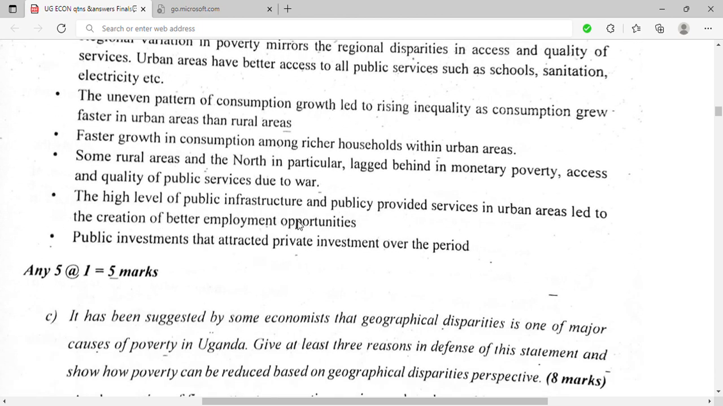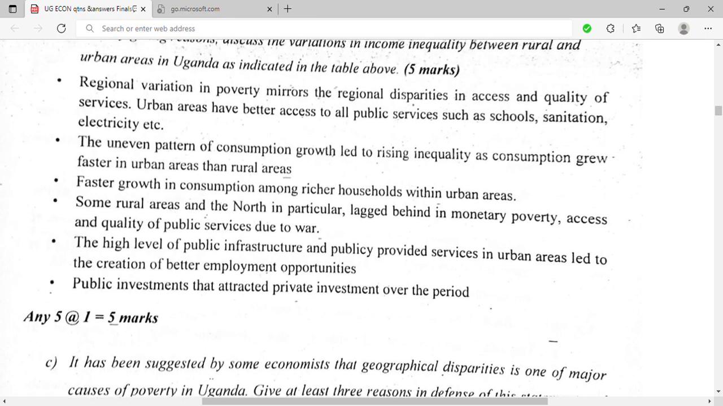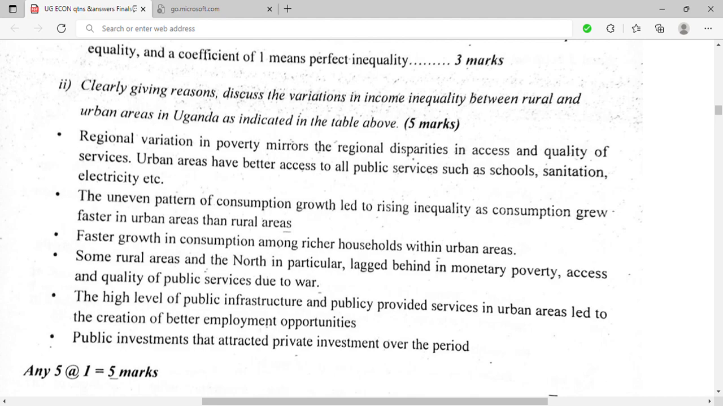Then the high level of public infrastructure and publicly provided services in urban areas is due to the creation of better employment services. In town, there is better infrastructure compared to the infrastructure that is in the villages. So they encourage production of goods and services, which in turn increases the income of people who live in urban areas. Then public investments that attracted private investment over the period. Urban areas can easily attract investors to invest in them because they look good, but the rural areas look bad. They will not attract the investors to invest there. So they will end up being poor and having low income households. Yeah, so those are some of the reasons for the variations in income inequality.